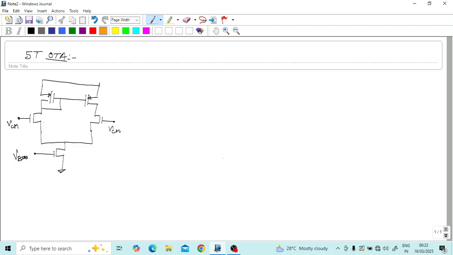Now let me write the names of the devices. This is M1, M2, this is M3, and this is M4, and we are taking the output from this drain. This is VDD, and the other one is ground, or we can say VSS. So let us see the input common mode range.